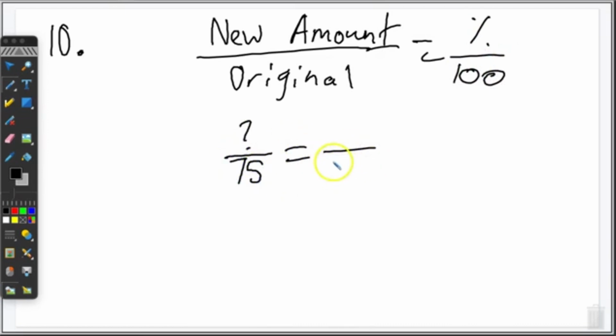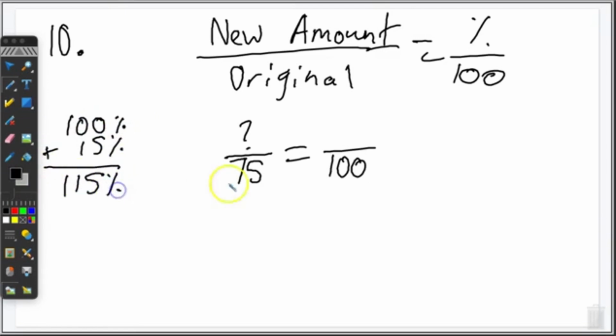We know the original amount is 100% of what he did. And now he wants to increase it by 15%. Okay? He does the full 100% and he wants to increase it by 15%. So the percent that he will be doing is 115% of the old amount. So 115 goes up here.